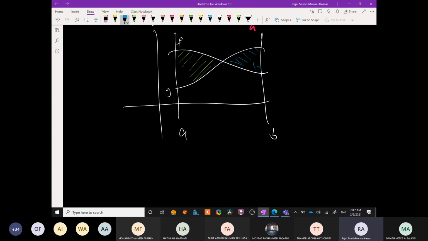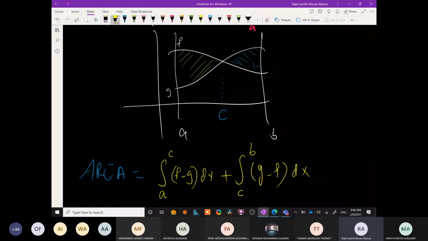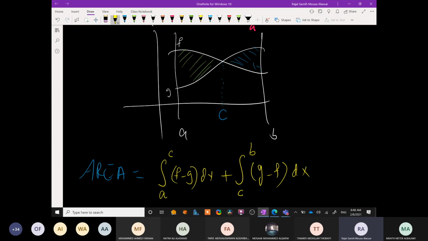How am I going to do this? I will find the intersection, correct? And let's say the intersection takes place at c. So what is the area here? It will be the integral from a to c of f minus g dx, plus the integral from c to b of what? g minus f. Is that okay? We're fine. So this is supposed to give you the area.